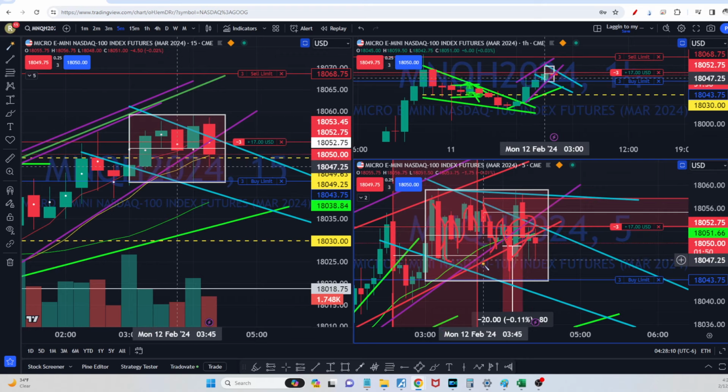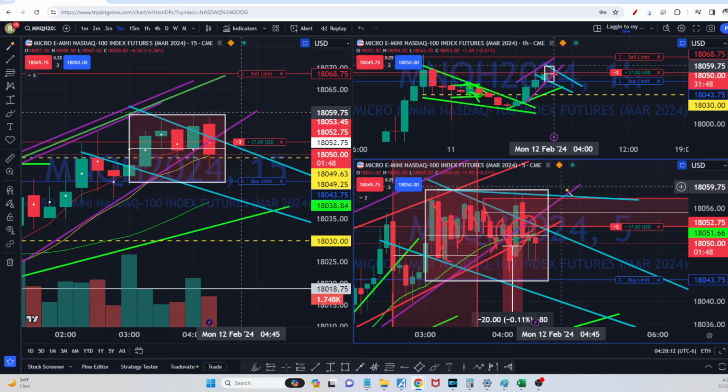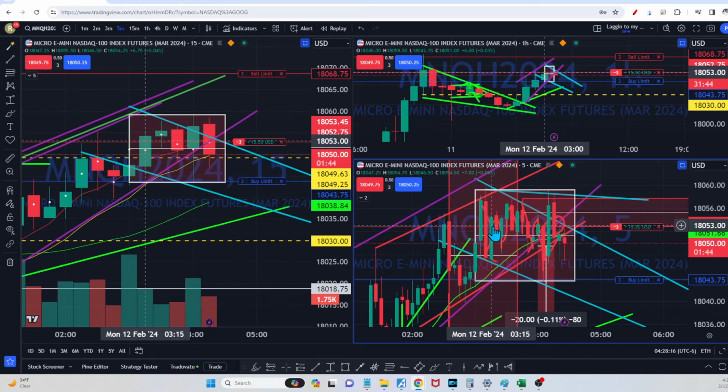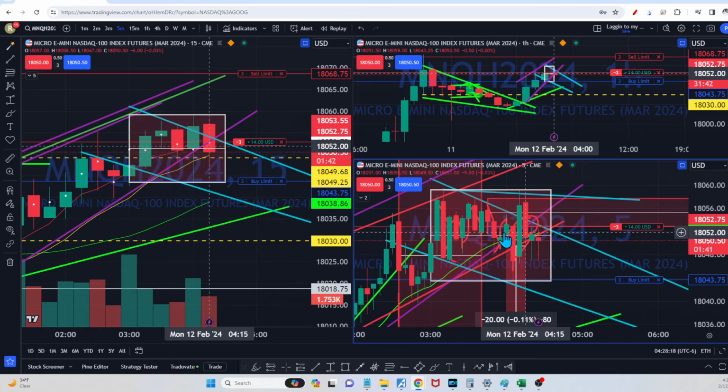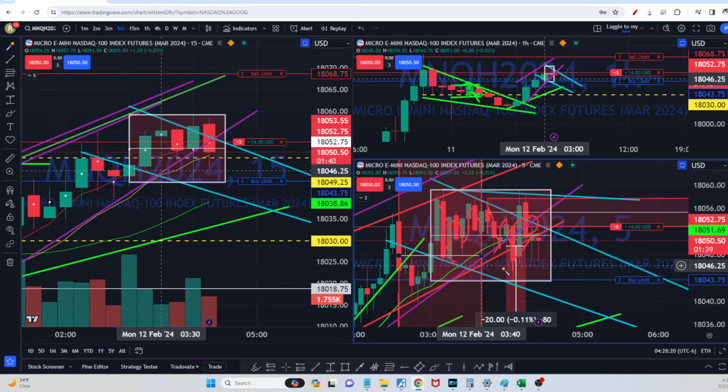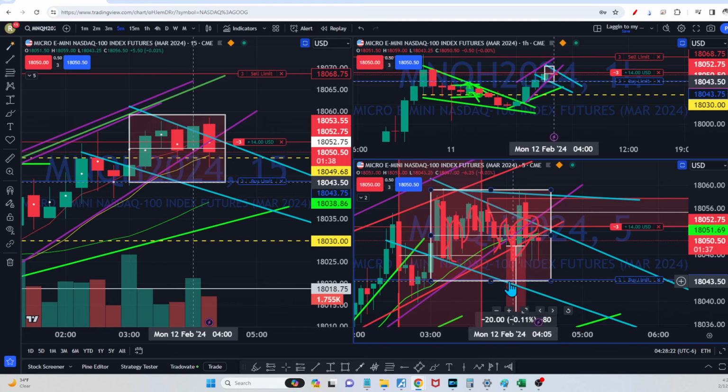We got dueling trend lines. You got one going up, sloping up, and we got one going down, sloping down. And then you're in a trading range. So I would expect this to come back down here and try to take out this low one more time.